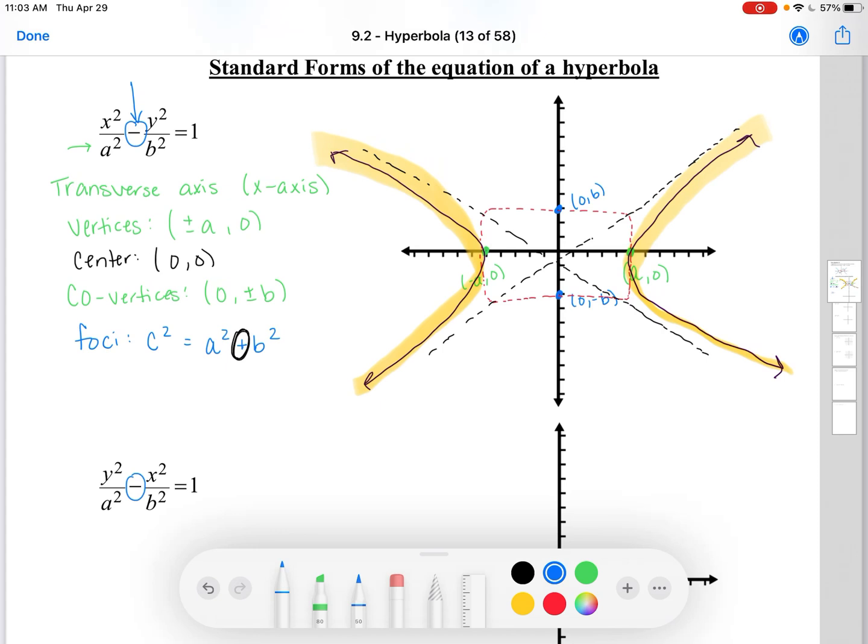Same goes for an ellipse. The formula for an ellipse tells me I have to use addition, but when I get to the foci of an ellipse, I must use subtraction. So think opposites when it comes down to that.